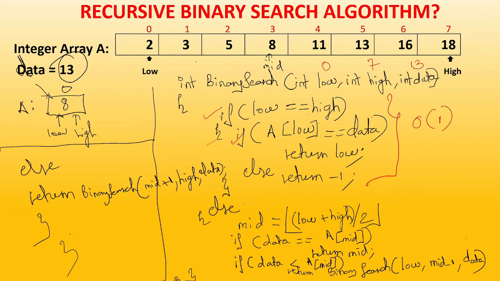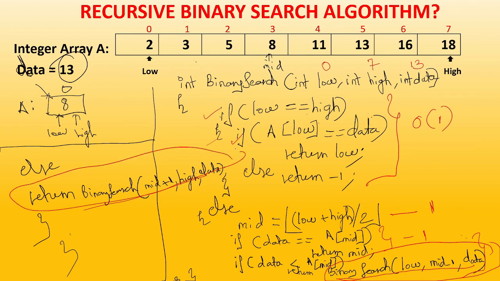Okay, so we have to see the else part. In the else part also, the first statement, mid equal to low plus high divided by 2, will take order of 1 time. This if and return mid will also take 1. Now when you call the function using the recursive approach, binary search again calls the same function. So if and else is there, so either this recursive call will get executed or that recursive call will get executed. Both won't get executed at a time. Either of them will get executed.